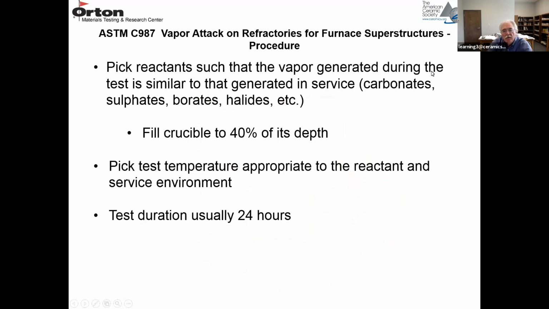So you pick a reactant such that the vapor generated during the test is similar to that generated in service. It could be a carbonate, sulfates, borates, halides, all different components of a glass. You pick a test temperature that you think is appropriate to the reactant and trying to simulate your service environment. And you pick a time duration. They're usually around 24 hours.